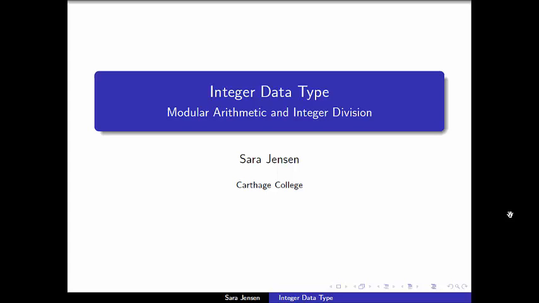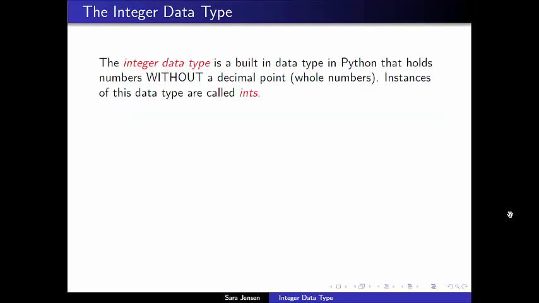In this set of videos, we are going to introduce a new data type and two particular operations that come along with this data type that are very useful to us. The data type we'll be introducing today is called the integer data type. It's a data type that is built into the Python programming language, and the acceptable values to be stored within the integer data type are whole numbers, numbers that don't have a decimal point. If we're talking about examples of specific types of this object, we call them ints for short.